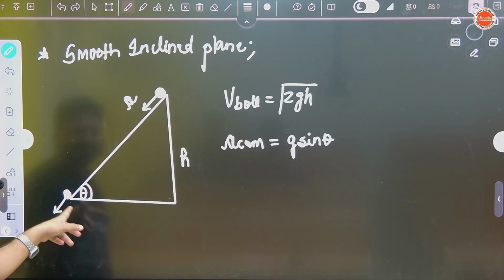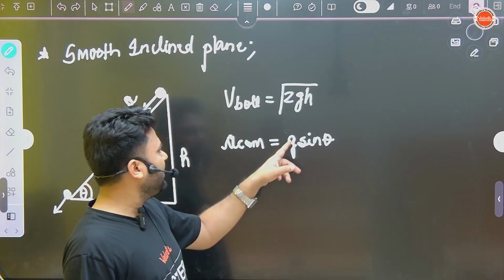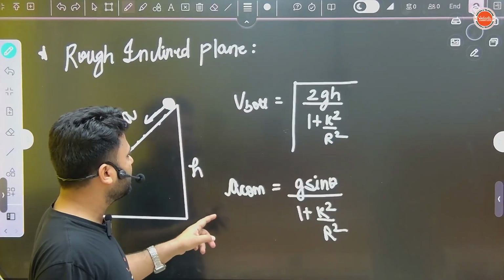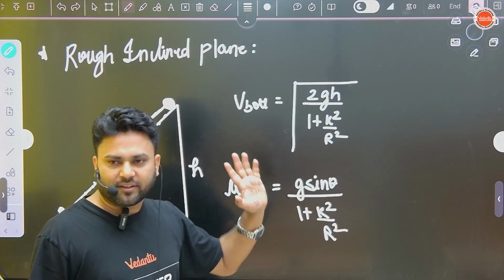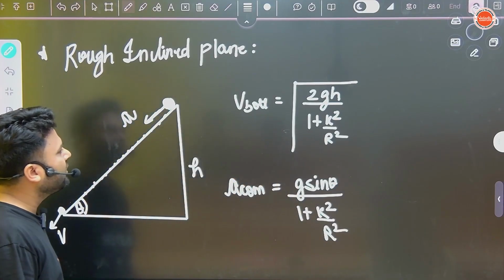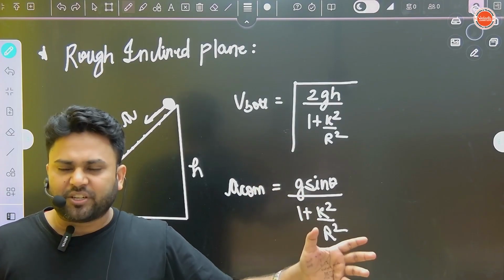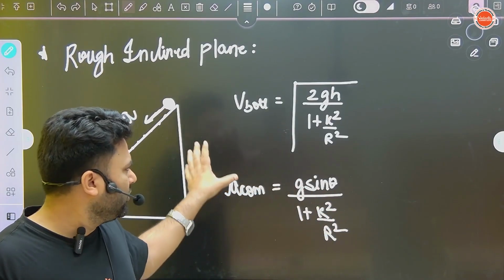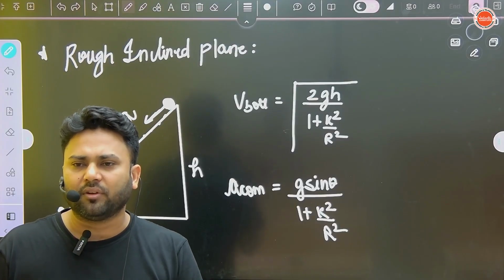Here the velocity at the bottom was under root 2gh. Here the velocity is under root 2gh over 1 plus k square by r square, means the factor 1 plus k square by r square is coming. Okay, so go through these formulas. There is an 80% chance that if you remember these important formulas, they will give the values, you have to put the values and you will get the answer.